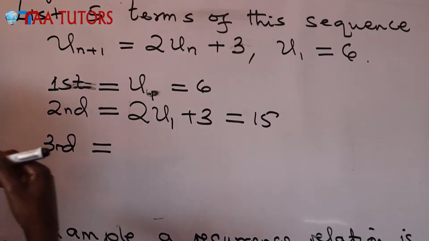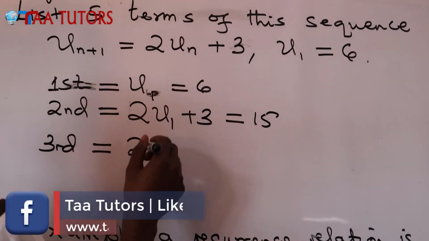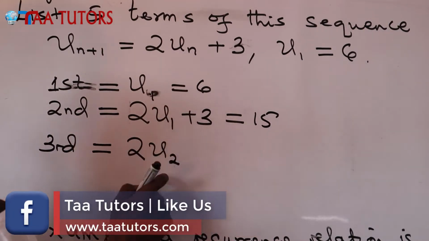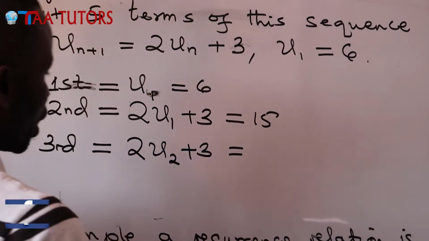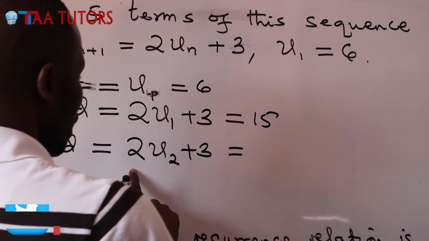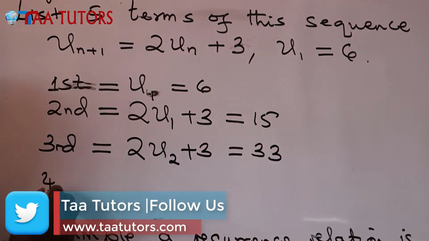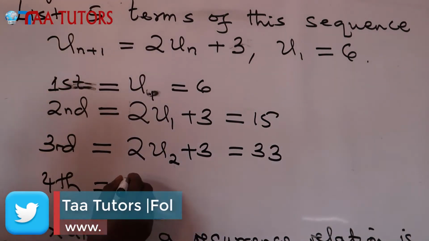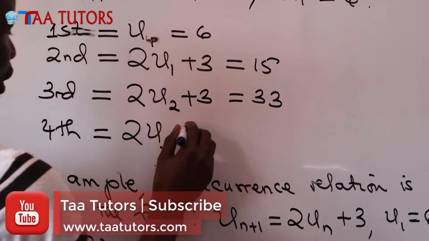If we want to get the third term, this term depends on the previous term. So we are going to have the formula 2 u_n, but n here is now 2, because we are using the second term, plus 3. The second term is 15, so 15 times 2 is 30, plus 3 is 33. The fourth term will be 2 u_n, but we are using the third term, plus 3.